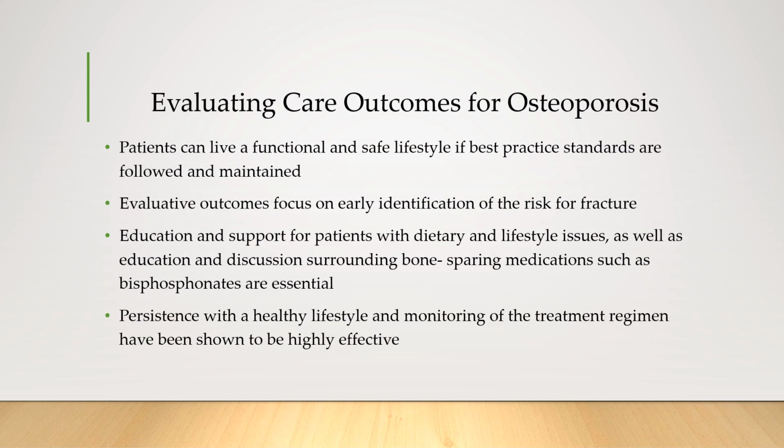And then evaluating care outcomes for osteoporosis. Patients can live a functional and safe lifestyle if best practice standards are followed and maintained. Evaluative outcomes focus on early identification of the risk for fracture. Education and support for patients with dietary and lifestyle issues, as well as education and discussion surrounding bone-sparing medications, such as the bisphosphonates, are essential. And then persistence with a healthy lifestyle and monitoring of the treatment regimen have been shown to be highly effective.